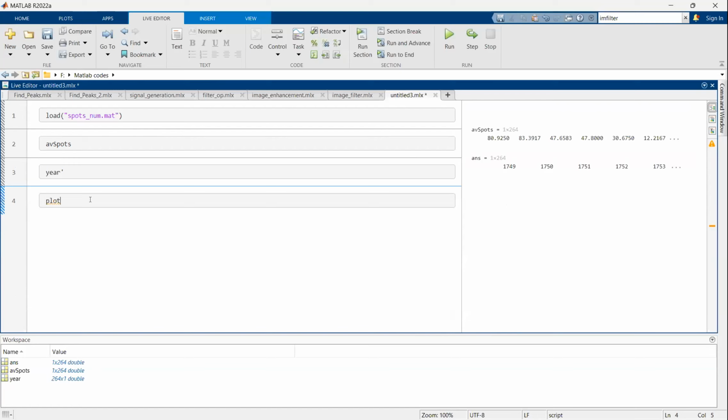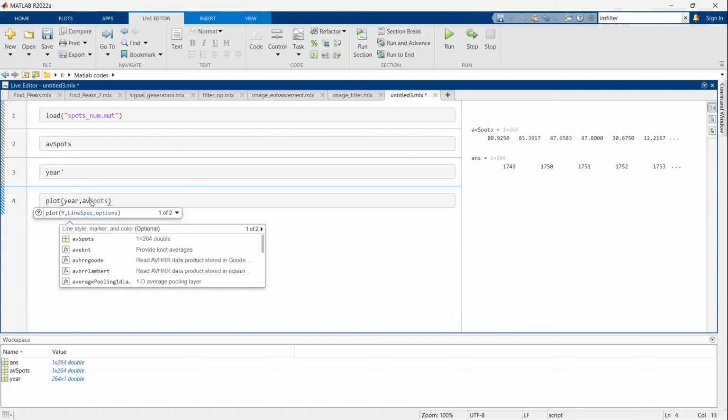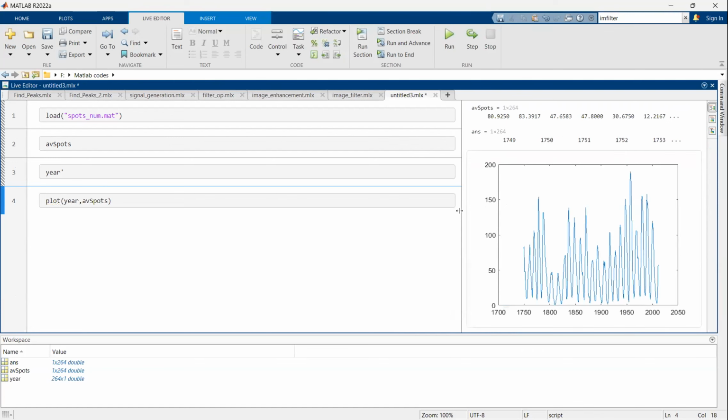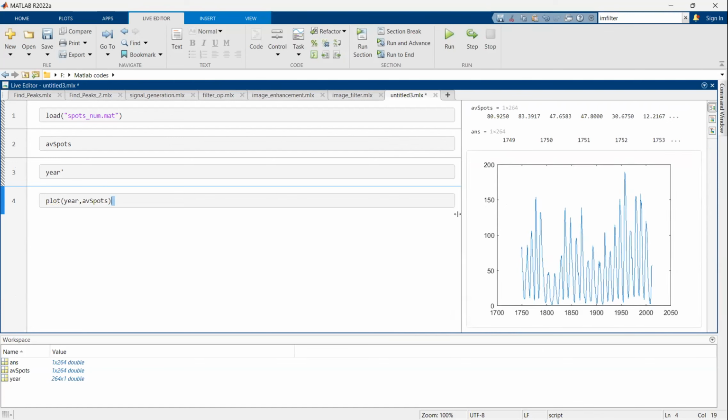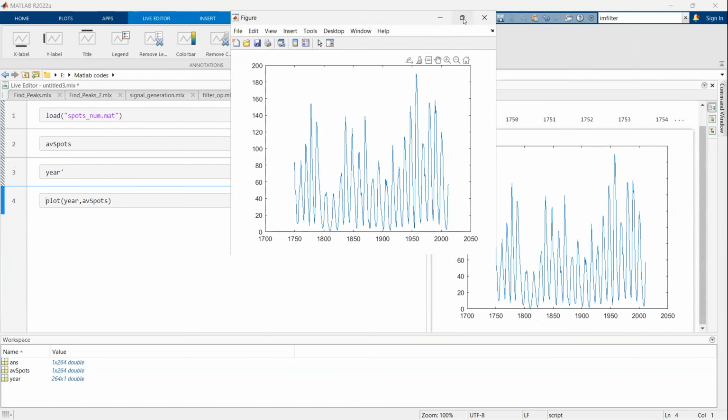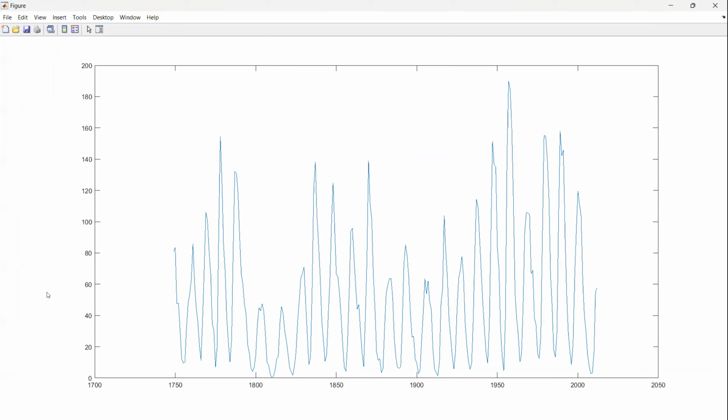So now if I want to plot it, let's say I want to plot year on the x-axis and the average spots on the y-axis. If I plot it, you can see the figure. This is your signal, right? Signal is nothing but data. You're just plotting it, you have the data. So if you see this data here, do you see any pattern here? Any specific pattern?